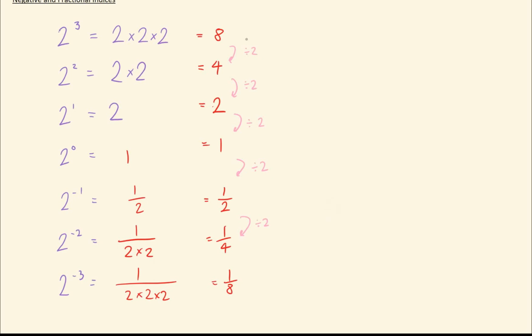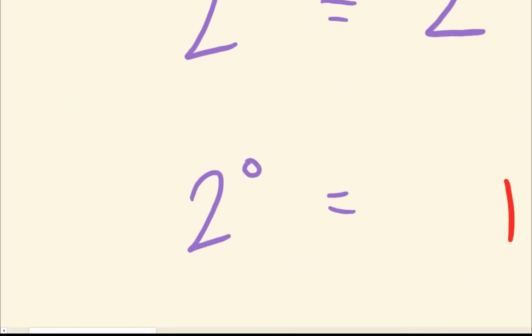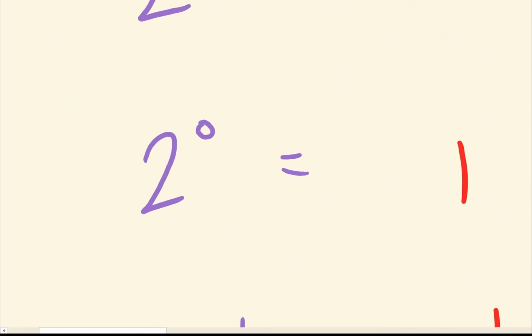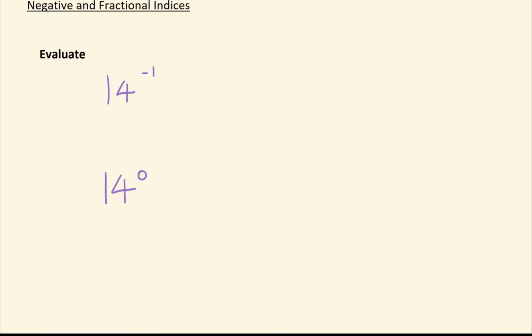So what I mean is, if I look at these two, you can kind of see that 2 to the minus 3 is just 1 over 2 to the 3. And that's kind of the key rule for negative indices. If you want to work out a negative power, it's just 1 over that positive power. The other key rule right now is that any number to the power 0 is always 1. Okay, so let's see a couple of quick questions. Now we've seen those key rules.